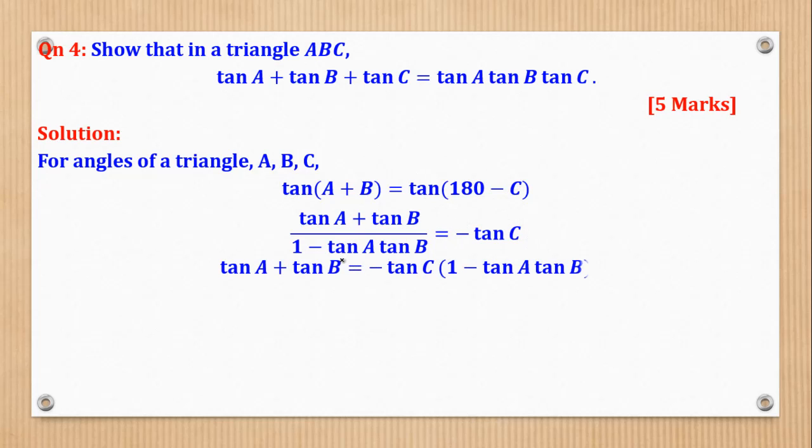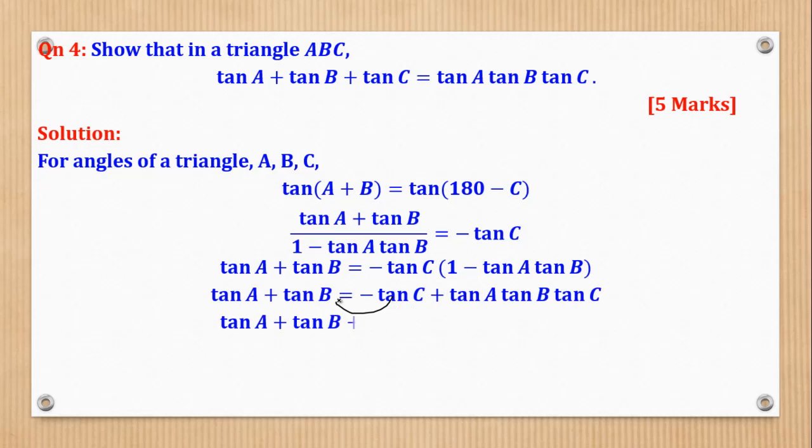Then we can cross multiply. Take this on this side to come up with this step, open brackets to come up with this step. Then this is negative, it goes this side to come up with the required proof. And that's what they wanted.